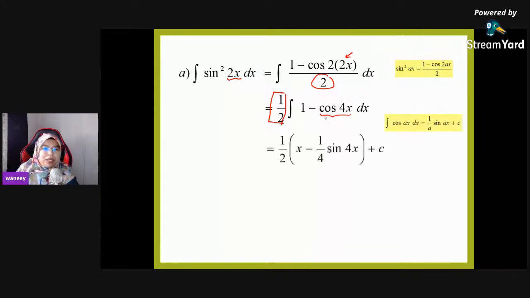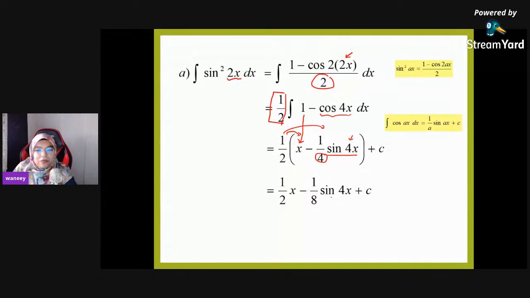Okay, so it will become 1 over 2, integrating 1, it will become x, integrate cos, so it will become sine of 4x, and then divide them with the constant, divide by the coefficient of x, which is 4. Okay, so x minus 1 over 4 sine of 4x plus c, and now we're gonna expand this back. So what you have is 1 over 2 x minus 1 over 8 sine of 4x plus c. Tada, simple je.